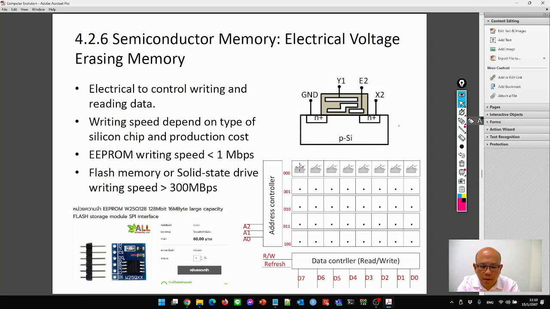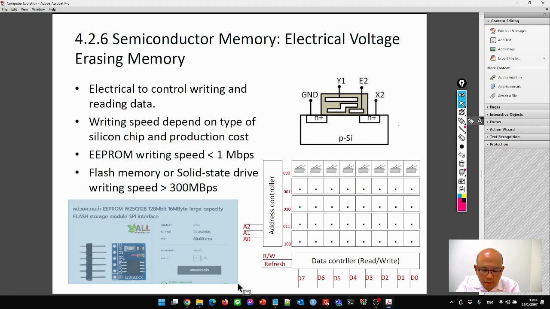Here this is the architecture of the EEPROM that I told you about. EEPROM has a floating gate. When you read and write, you change the floating gate or structure inside to keep the data. Today, memory is very cheap. Here from the market, EEPROM 16 megabytes is only 60 baht.